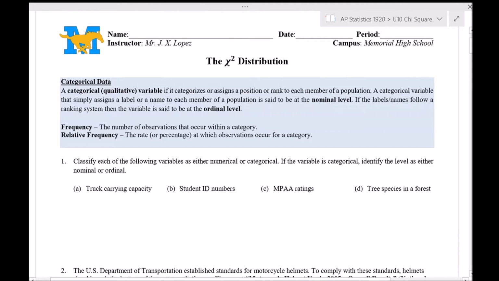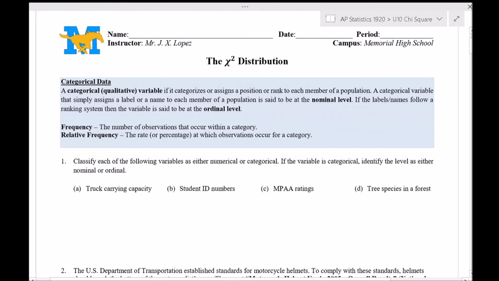Now, if the labels have an associated rank or an order to them, then we say that it's at the ordinal level, like first place, second place, third place, fourth place. Or maybe in the military, you have different ranks: sergeant, lieutenant, private first class. Those have a specific rank involved, so those aren't just names. Those also have a bit of an order to them, so that's going to be ordinal. If there's no order scheme, then it's simply nominal.